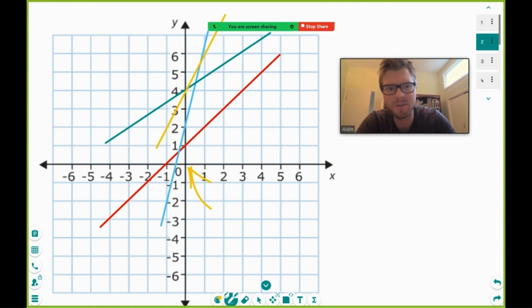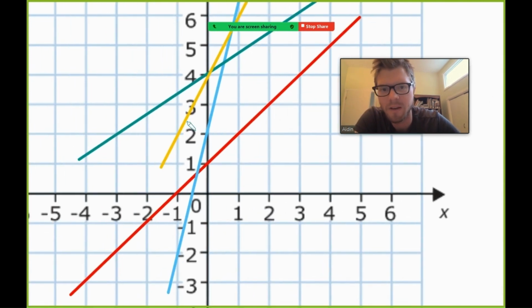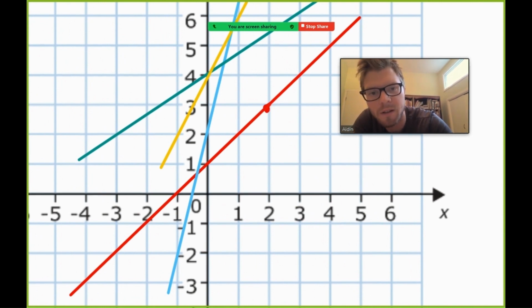And what we are going to do is make some points on these lines. So we have 4 lines. We're going to make 4 points on these lines. Okay, and then we're just going to label those points. So I'm going to do this one here. I'm going to do a point here.